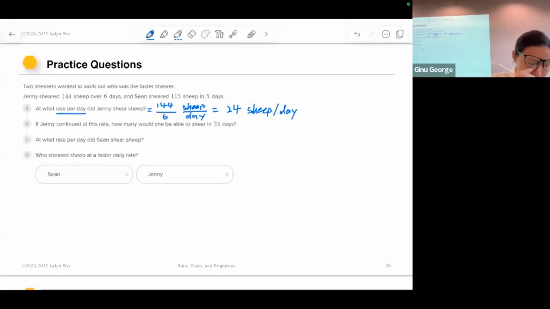And the second one is asking, if Jenny continues with this rate, how many sheep would she be able to share in 25 days? So we're just applying the ratio here. So we'll have 25 days times the rate, sheep per day. And after calculation, it should be 600 sheep.